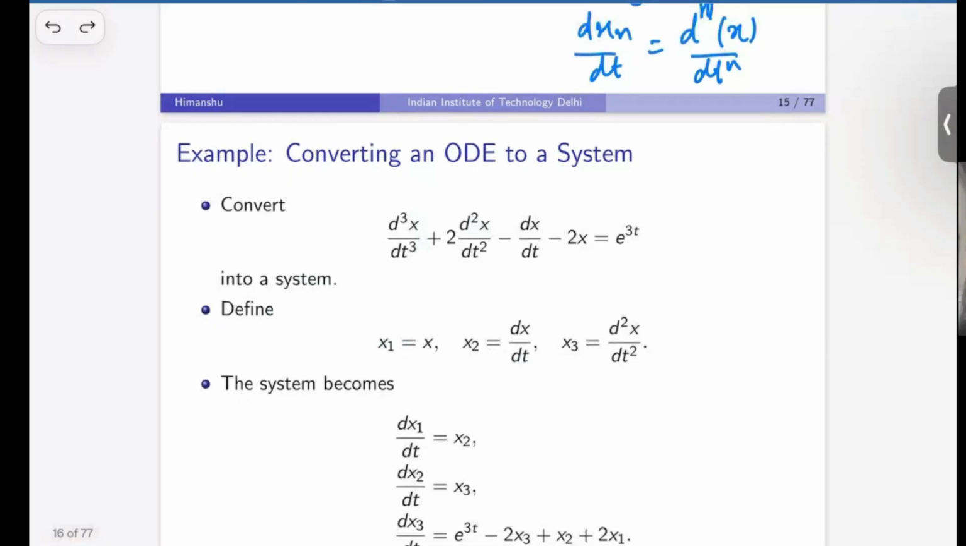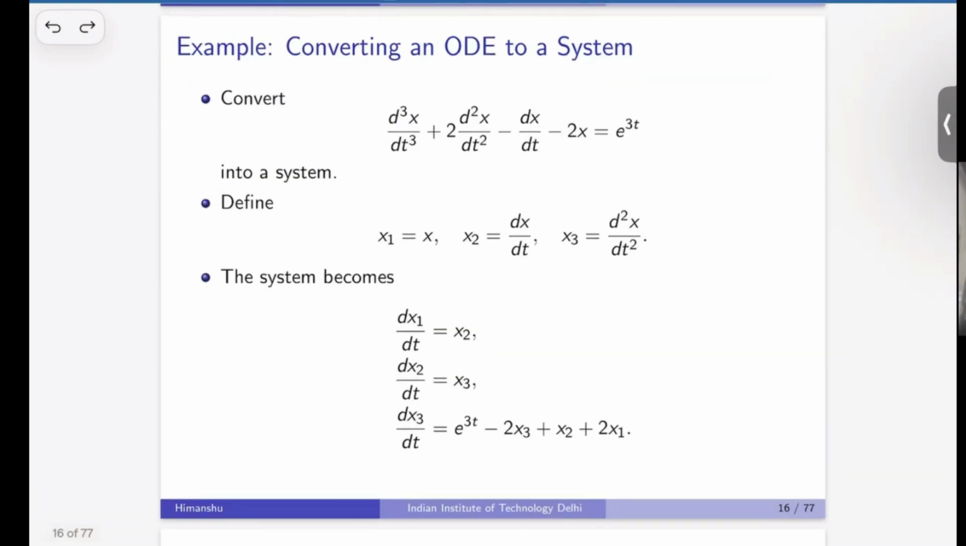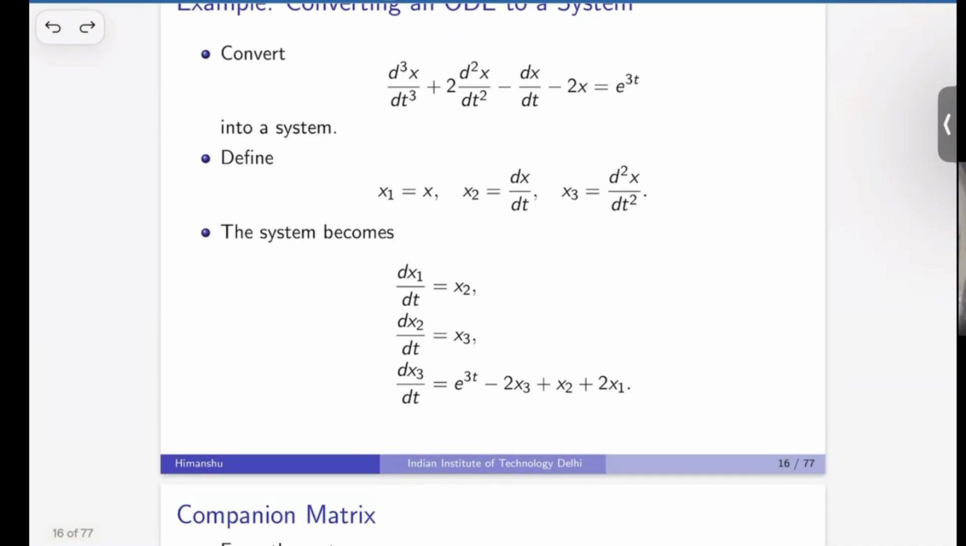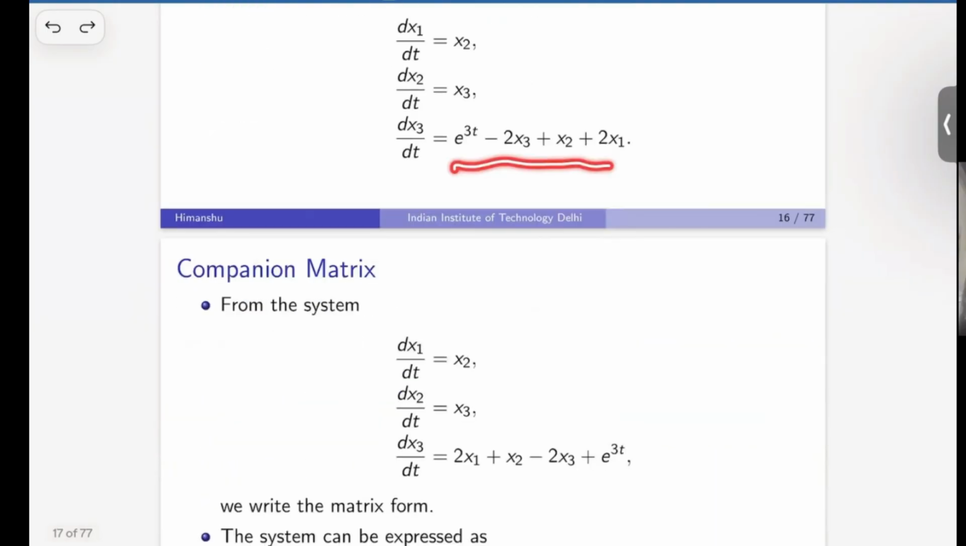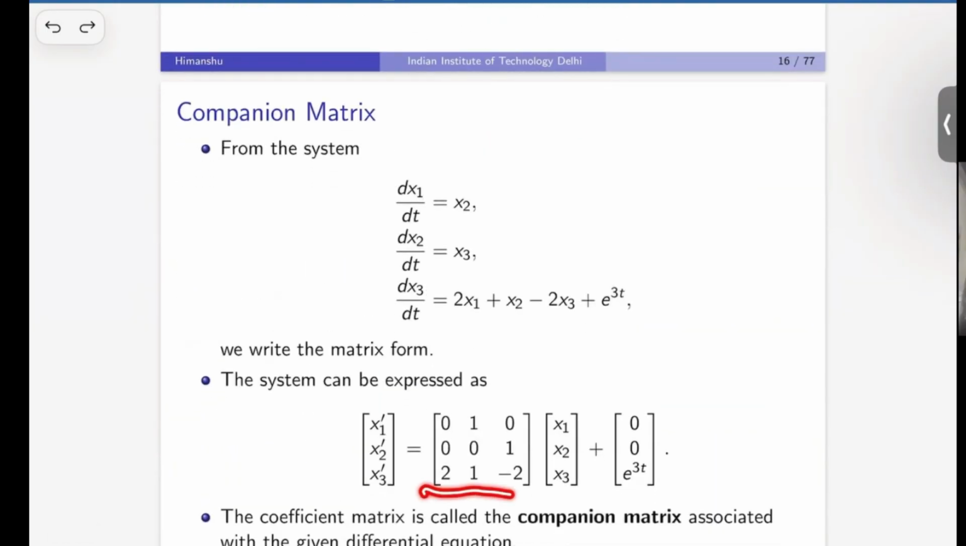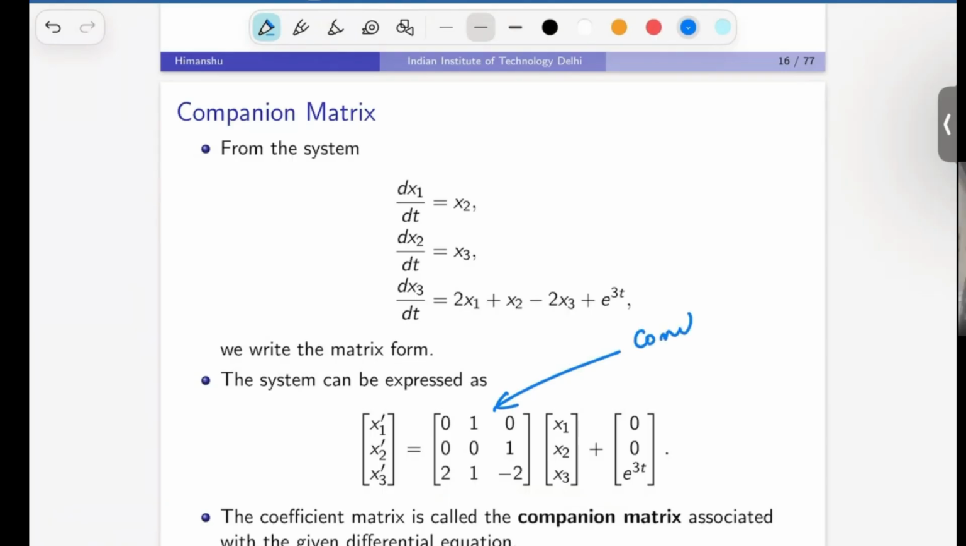So here we have x1 equals x, x2 equals dx by dt, x3 equals d square x over dt square. Once we differentiate, our left hand side is the differentiated functions, x1 dash, x2 dash, and x3 dash. And my right hand side will become this form, where this matrix is a companion matrix. I hope you are aware of the companion matrix.